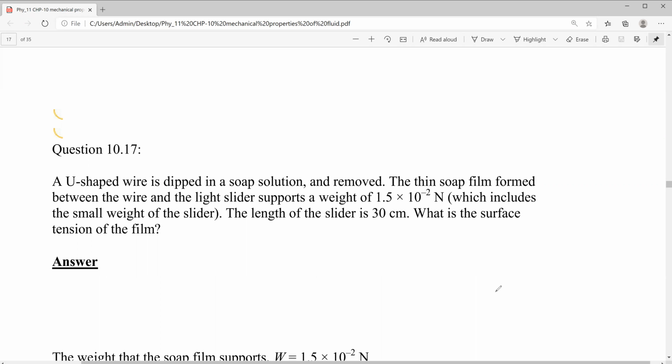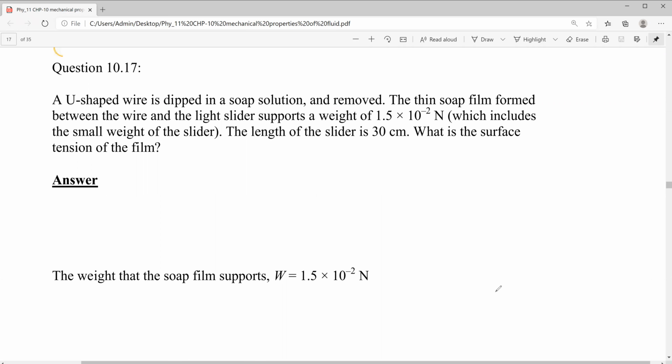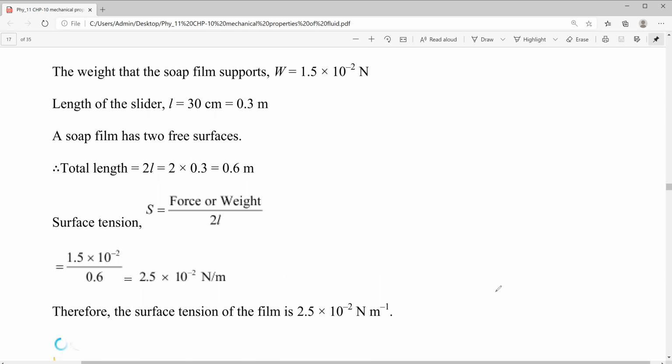They ask the question. So read the question and try to write the given things. From the question, the weight of the soap solution W is equal to 1.5 into 10 to the power of minus 2, the length of the slider L is equal to 30 centimeter, which is converted to 0.3 meter. The soap film has two free surfaces, therefore the total length is equal to 2 times L. Substituting L as 0.3, we got 0.6 meter.